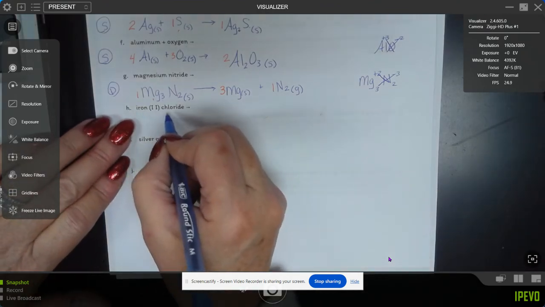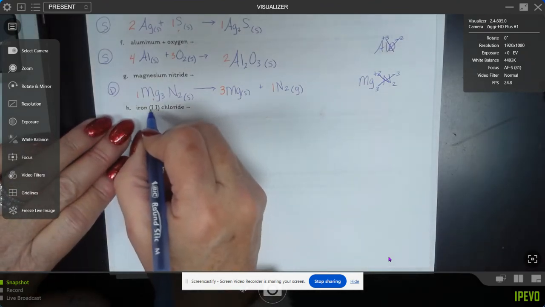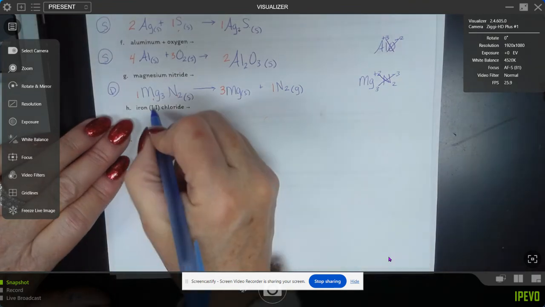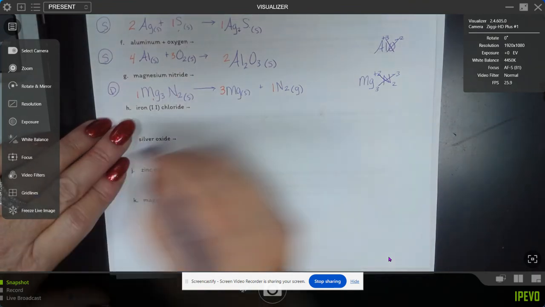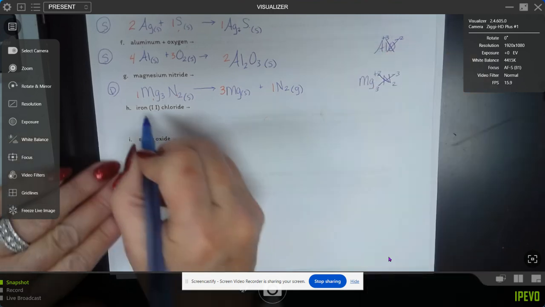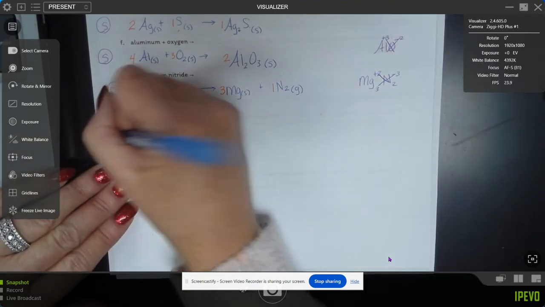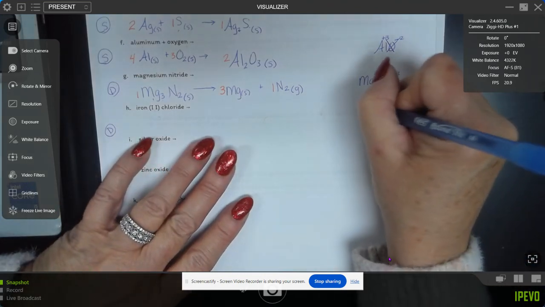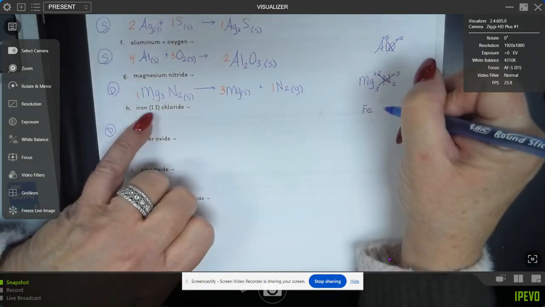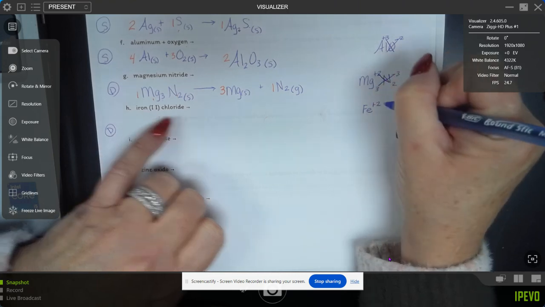Iron 2 chloride. I know that looks weird. The font won't let you put them together, so that's just a Roman numeral 2. Okay, so notice I've got iron chloride, so that's a compound, so this is going to be a decomposition. So I've got iron. This tells me the charge is +2.